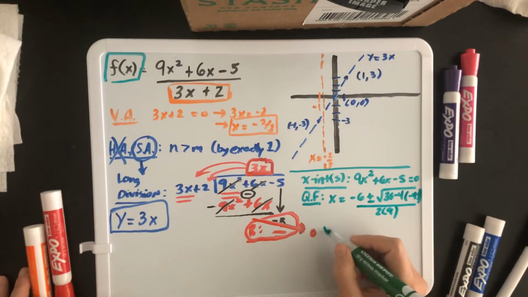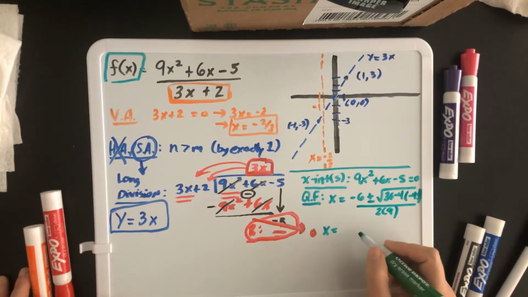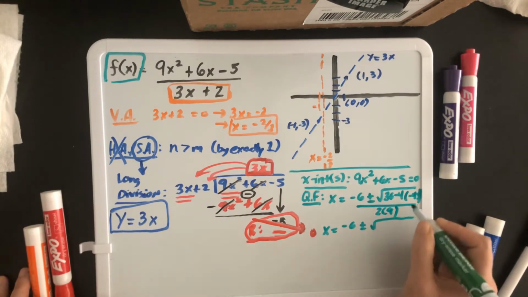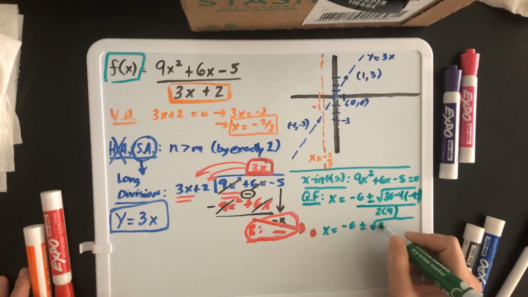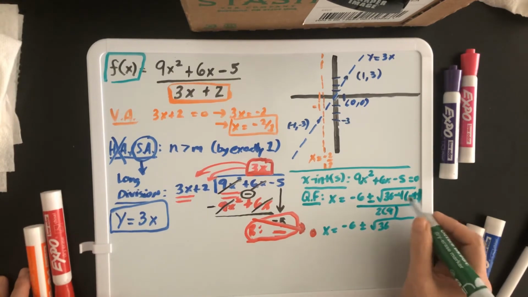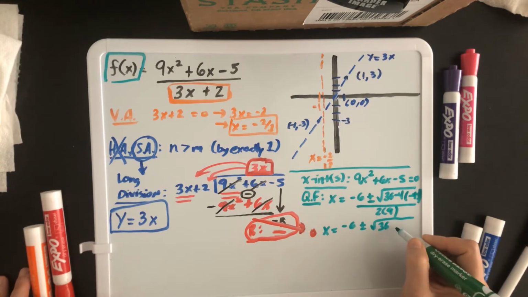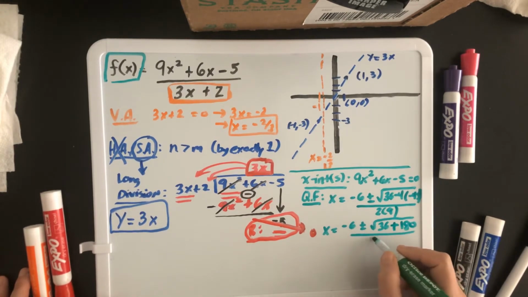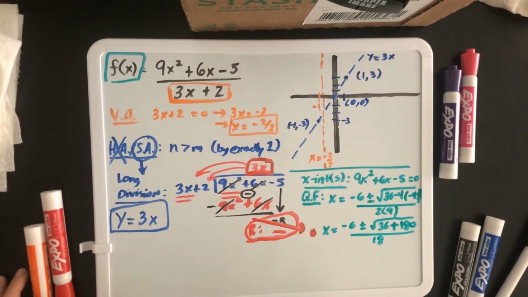When I clean this up, so this is some simplifying from our earlier days, I'd have -6 plus or minus the square root of 36 minus -4 times -45, which is going to be like 2 times 90, or 180. And it turns out to be a positive 180. 2 times 9 is 18. So now I have that denominator.